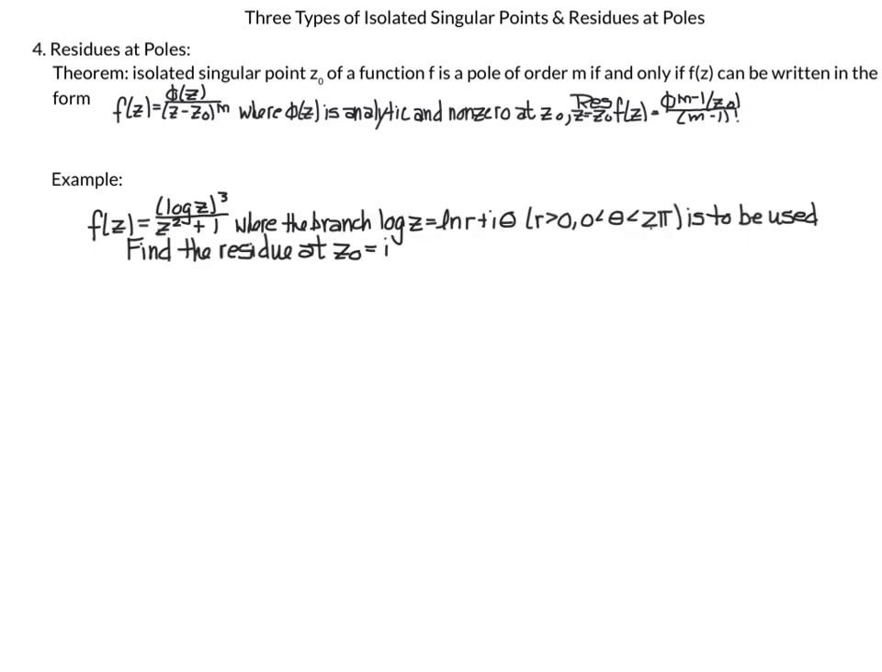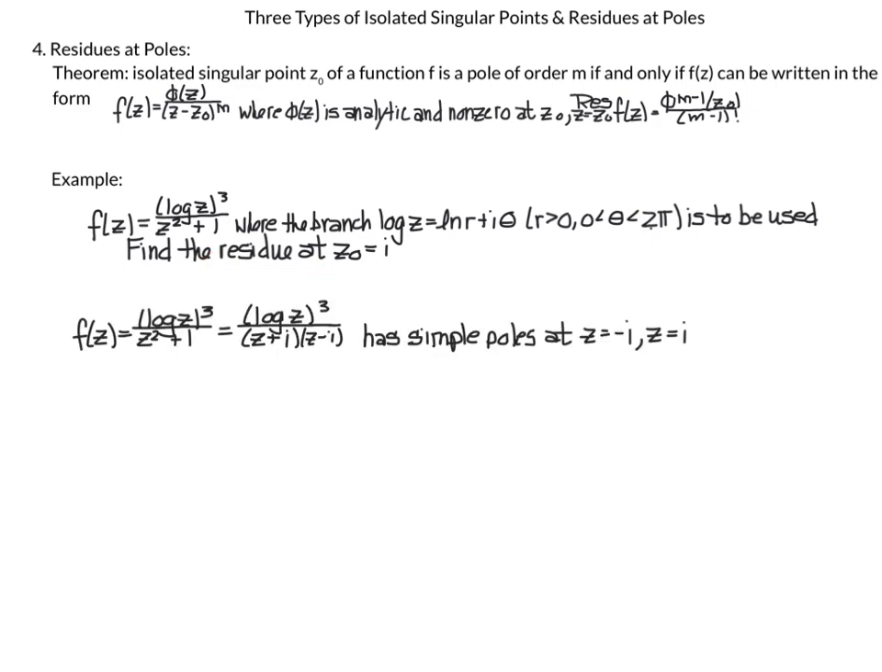Our next example is f of z equals log of z raised to the third divided by z squared plus 1, where the branch log of z equals natural log of r plus i theta, where r is greater than 0 and theta is between 0 and 2 pi, is the branch we're going to use. We want to find the residue at z naught equals i. We start by factoring the denominator, so we get z plus i and z minus i in the denominator, so we can identify our simple poles are at z equals minus i and z equals i.